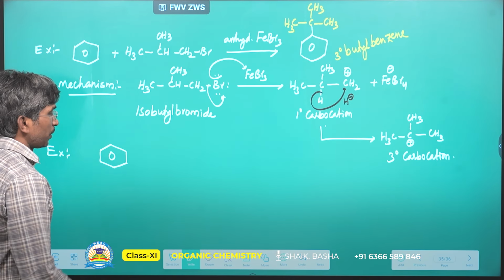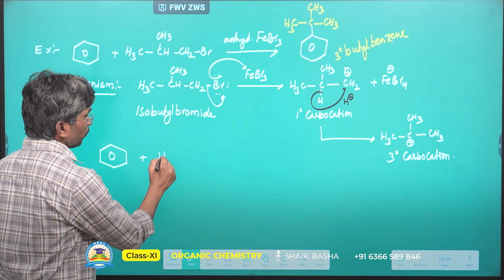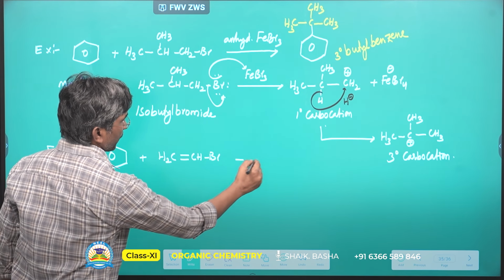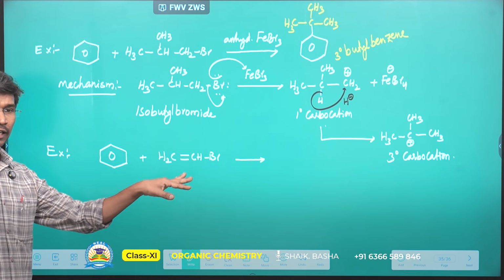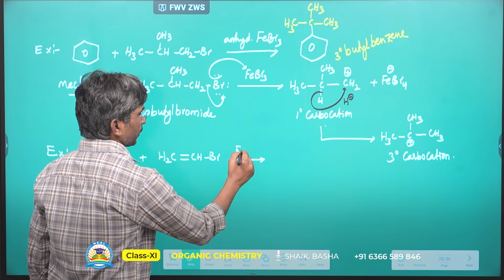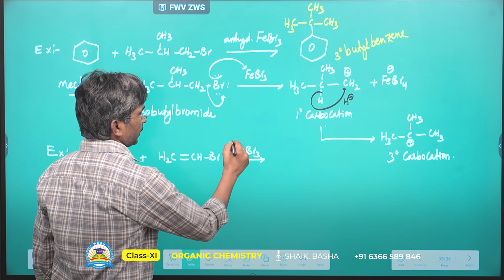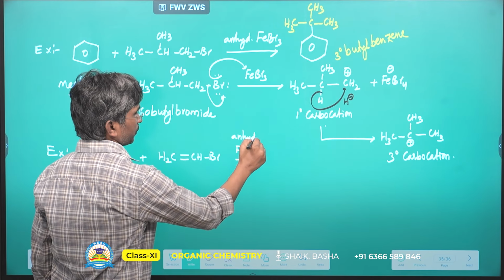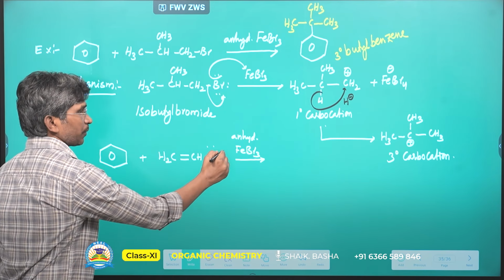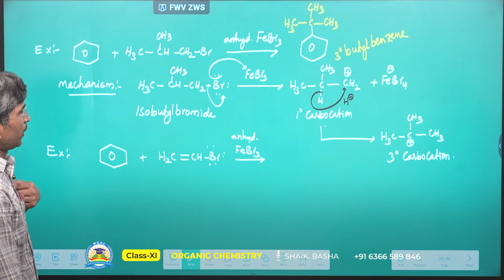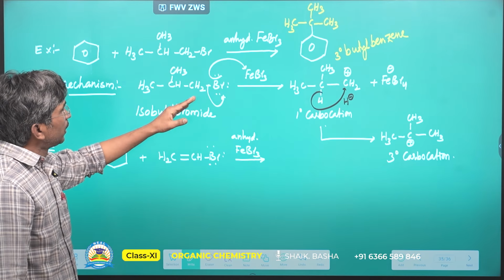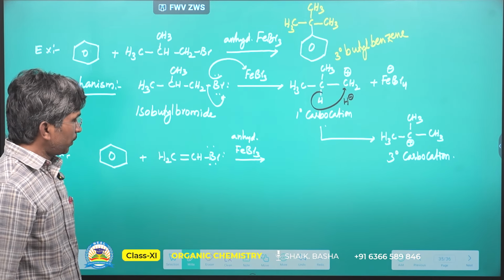Benzene, on treating with vinyl bromide. This means this is an alkenyl bromide, with anhydrous FeBr3. Anhydrous. So what is the product here? So generally, what is the electrophile? Halide ion elimination takes place with Lewis acid. Alkyl carbocation will be formed. But what about this one?